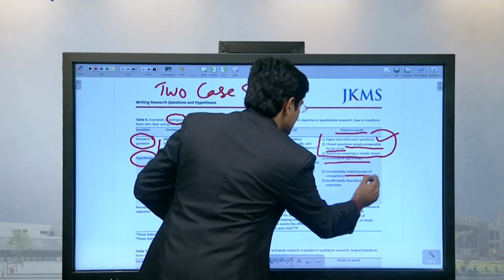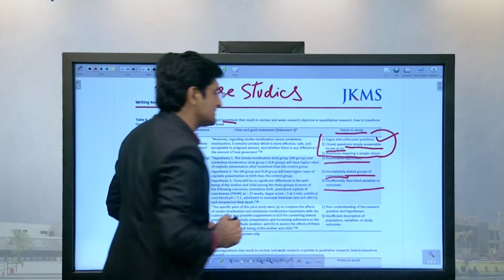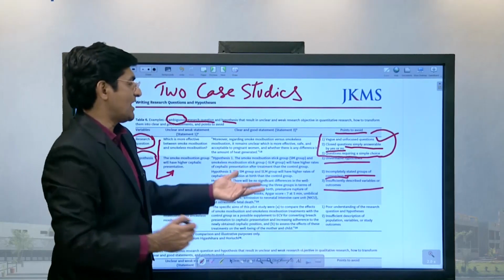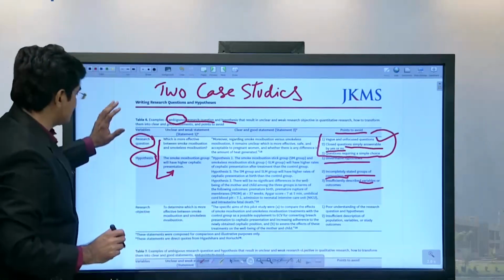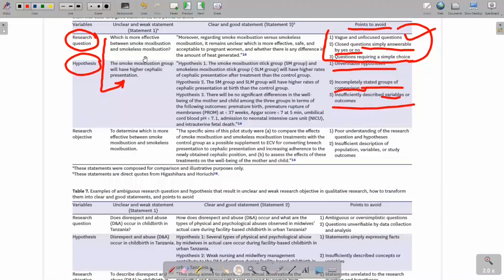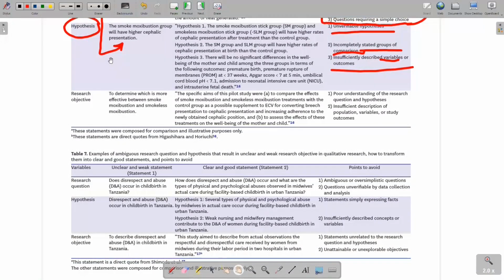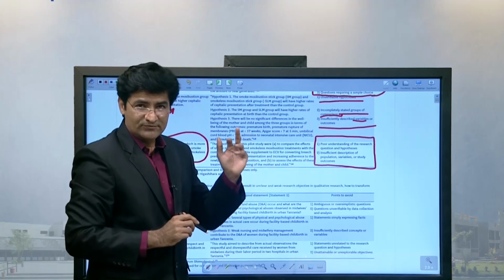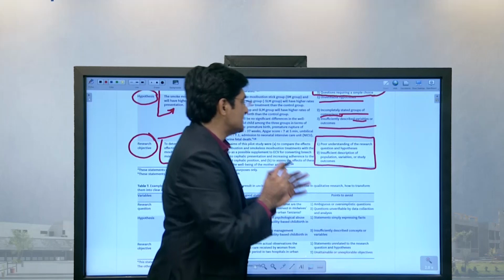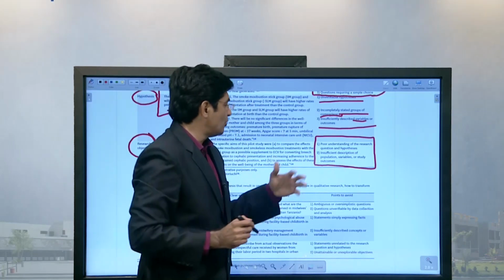Then incompletely stated group comparison here, and insufficiently described variables or outcomes. The variables and the outcomes are insufficiently described here, and that is why this research question and hypothesis have these problems which one has to keep in mind. The research objective which emerged from this, the aim, the final part we have seen in the earlier page, is to determine which is more effective between smoke moxibustion and smokeless moxibustion. The problem here is poor understanding of research question as well as hypothesis, and insufficient description of population, variables or study outcomes.